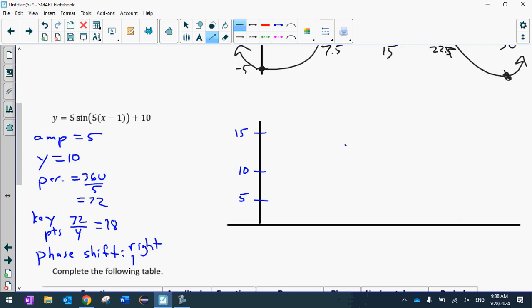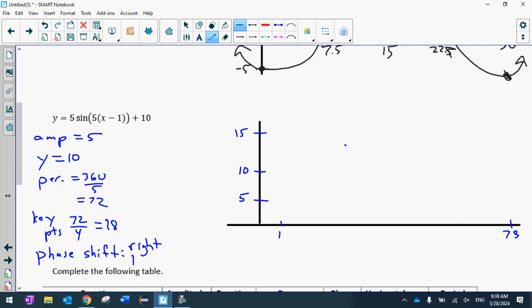All right, now we have to be careful. We're shifting to the right one. So we have a picture that starts at 1, not at 0. If the period is 72, that means this whole thing takes until 73 to finish. Okay? This is a little bit strange. Maybe my 1 should be a little closer to the 0, but I think we're okay.